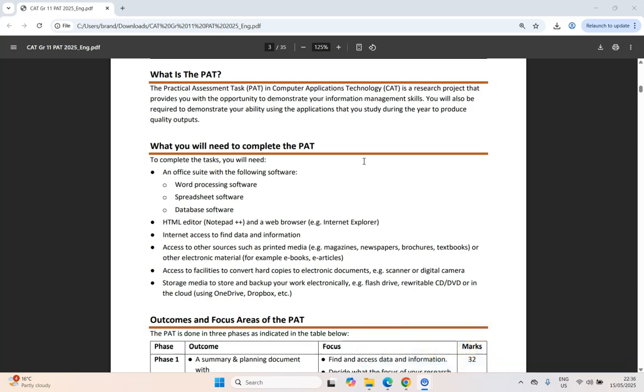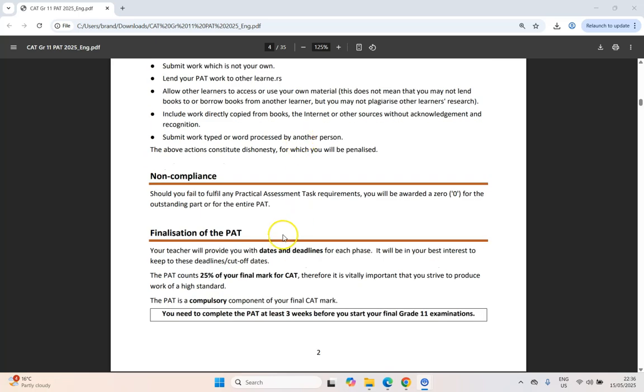Now there are other reasons which might not be obvious, but they are implied. If I scroll down to the bottom here, just take note here, the PAT counts 25% of your final mark for CAT. That is a significant portion. It's the same amount as one of your exams at the end of the year. So this is technically like an exam. It is compulsory, you have to do it.